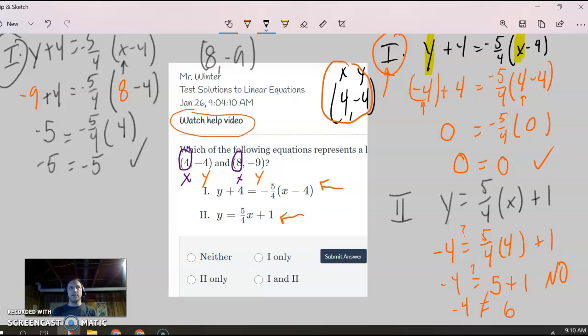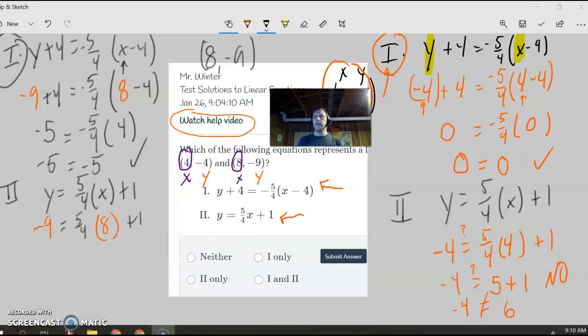Now we can try out the second one, but let's just try out the second one for practice. So problem 2 is y equals 5 over 4x plus 1. Let's put in our negative 9 for y, our 8 for x. All right, and I'm going to write in the rest of this and move my head so you can see it. All right, let's move this over here.